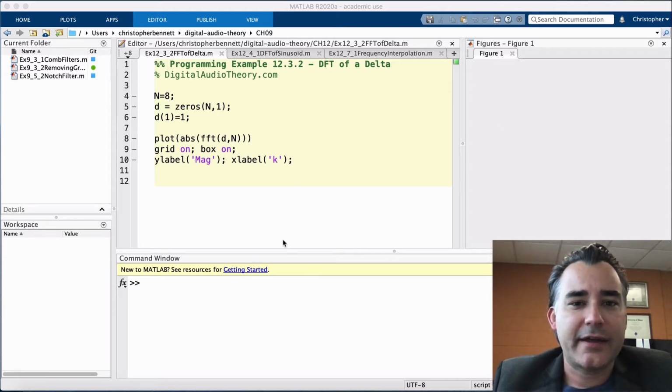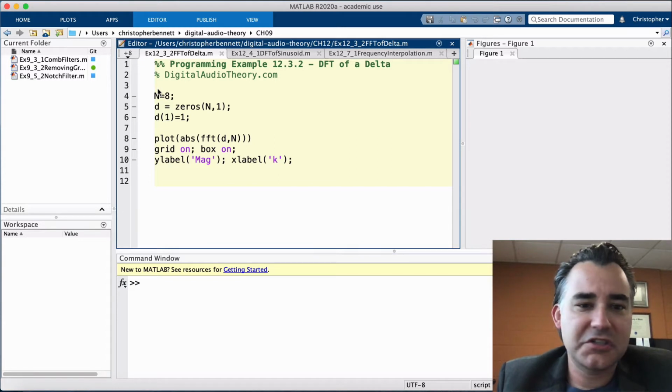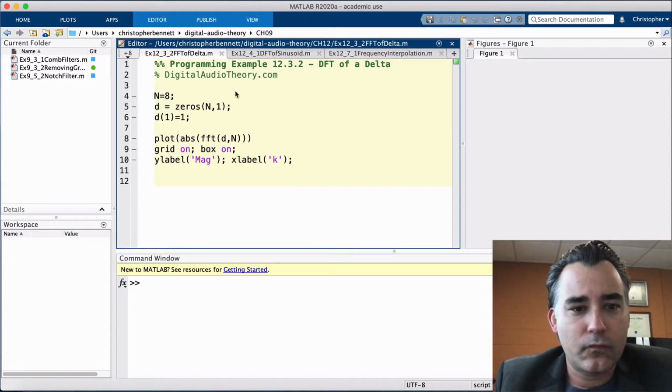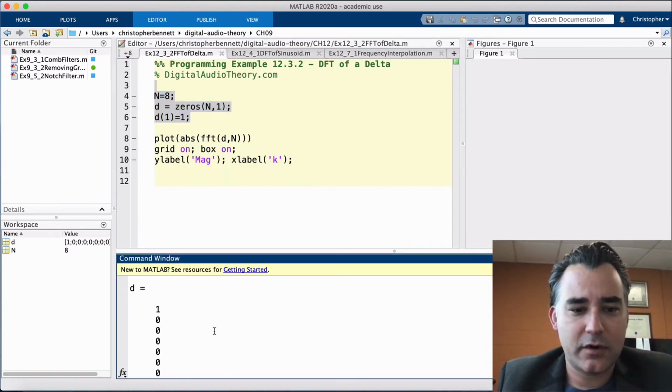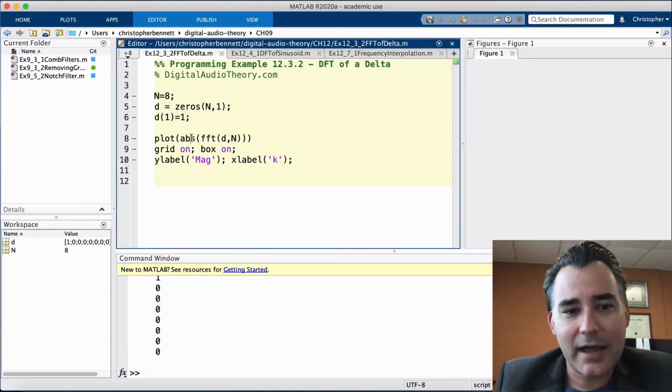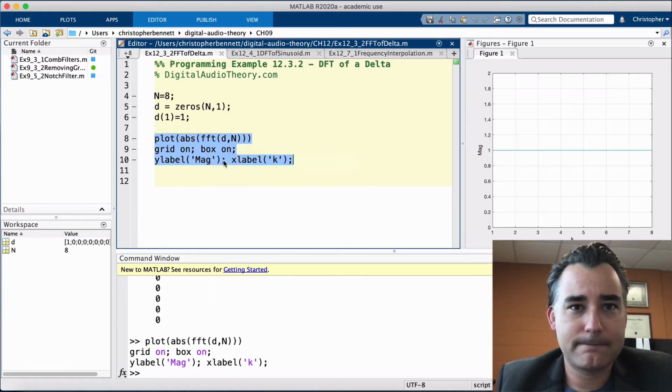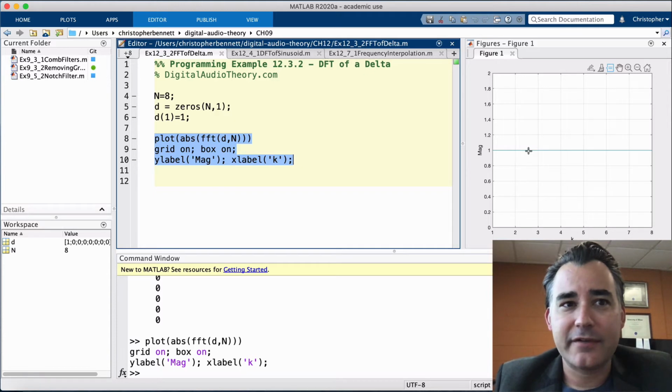So let's take a look at the DFT of a delta. Here, let's use just 8 points. We can change this later if we want. We're going to construct a delta, which is a 1 followed by all zeros. So here we go. D is in fact a 1 followed by zeros. And we can plot the FFT of this. So we're going to plot the absolute value of the FFT. That will give us the magnitude. There you have it. The magnitude of the DFT of the delta is indeed flat, as expected.